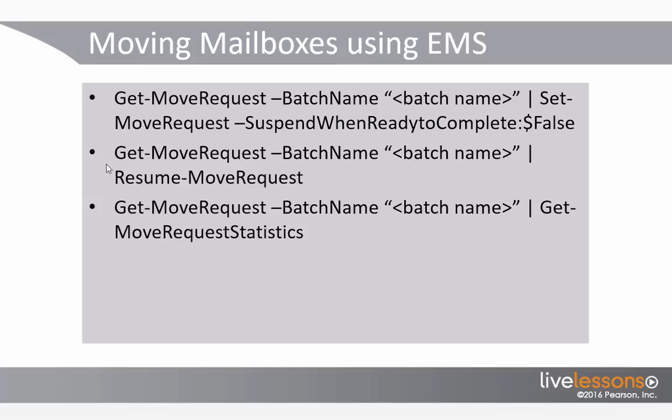Then the next thing that you would do is say get-moverequest. We would specify the batch name just as we did before, and then provide the pipe symbol, and then say resume-moverequest. And this is going to allow that move process to complete. And then just as we did before, we can use the get-moverequeststatistics to find out what is going on with the process, so we can find out when the move completes. So this looks like a lot, but it's actually pretty easy to do. So let me switch back over to Exchange, and we'll use these commands to finish our move.